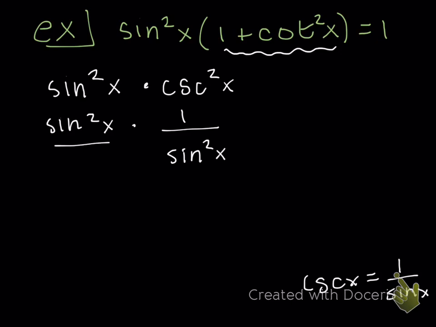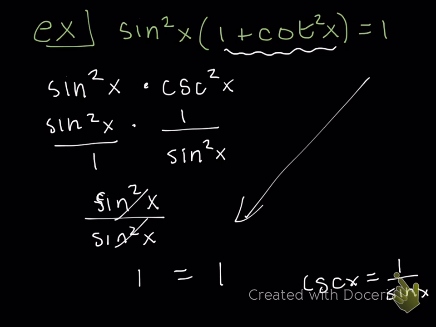Now when I multiply my fractions together, I multiply my tops and my bottoms, and I get sine squared of x over a sine squared of x. This is going to completely cancel out to be 1. And again, I verified my identity. So, two different ways to do the same problem. Just go with whatever way makes sense to you. So that's all for today.